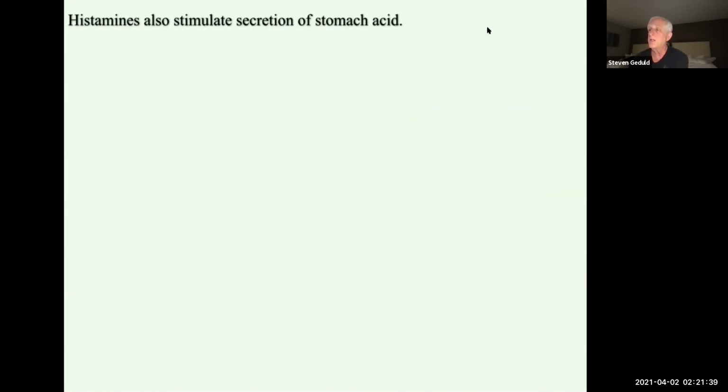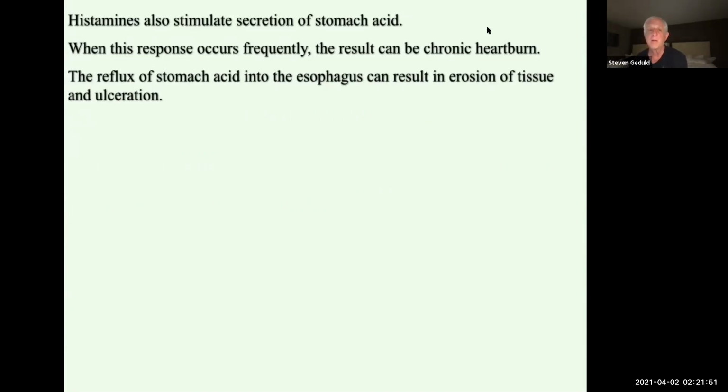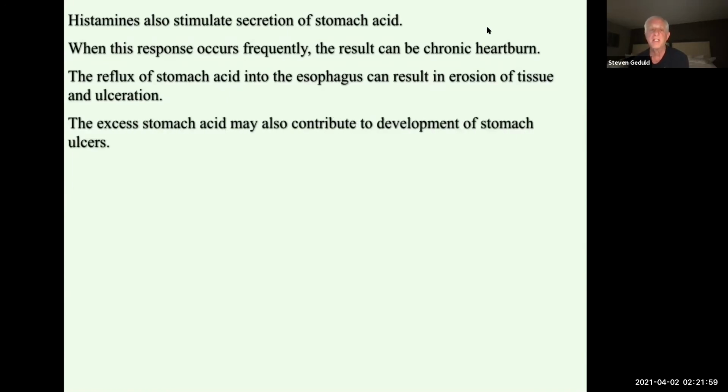Histamine also stimulates the secretion of stomach acids. When the response occurs frequently, this can be chronic heartburn. The reflux of stomach acid into the esophagus can result in erosion of tissues and ulcerations. Excess stomach acid may also contribute to the development of stomach ulcers. If you get the histamine response, you get an increase in stomach acid. Again, this can result in stomach ulcerations.